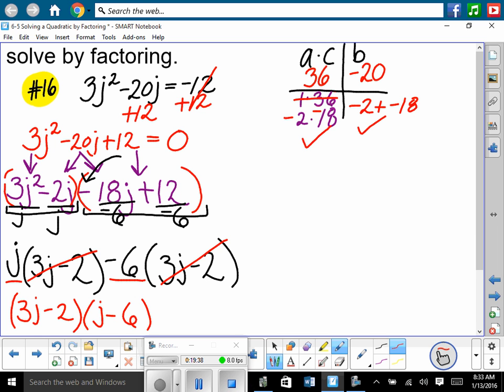Now these are linear factors, right, everybody? Linear means degree 1. Do you see how this 3j is degree 1? Do you see how this j is degree 1? So these are called linear factors. That's why they're called linear factors. So now we're down to our linear factors.